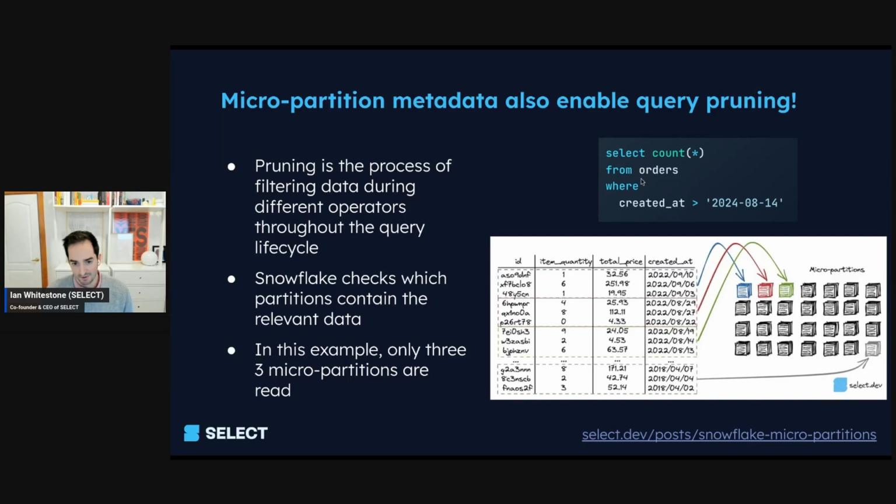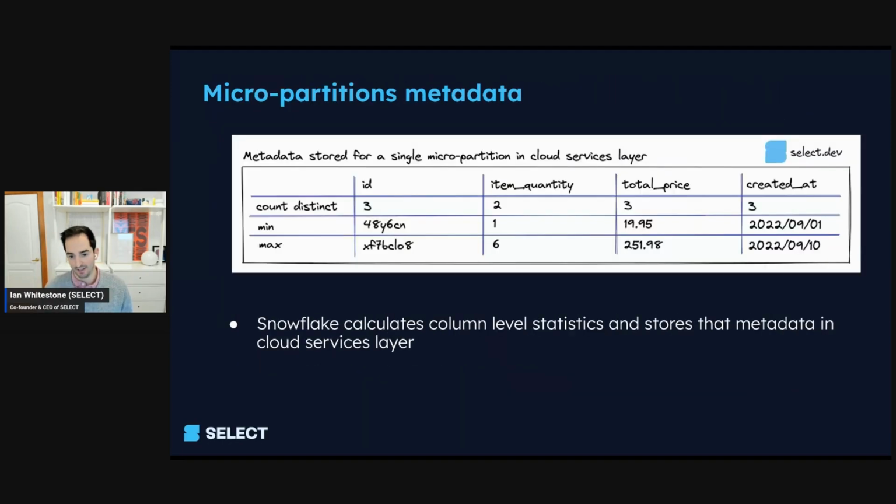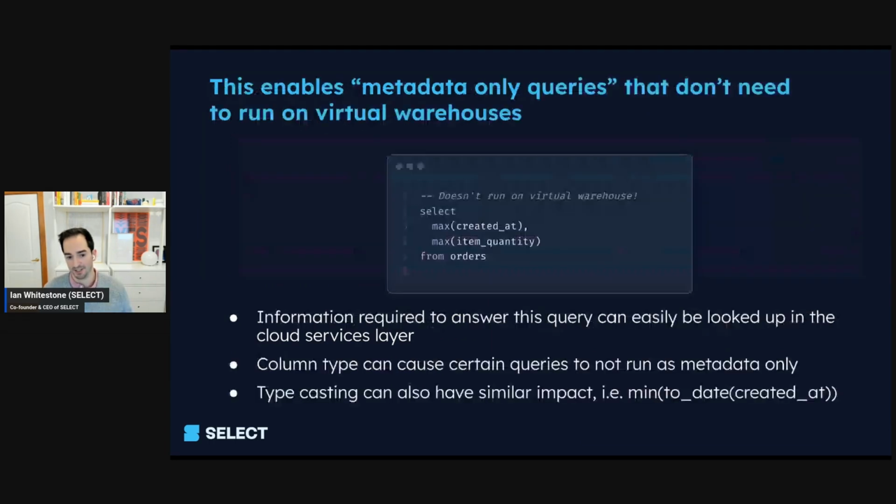provided. So we'll use this example where I'm selecting from the orders model and filtering on orders greater than, I screwed up the date here. It should be August 14th, 2022. When it sees that query come in, it can go look at the metadata because we've calculated the minimum and maximum date for each file, or for each micro-partition.